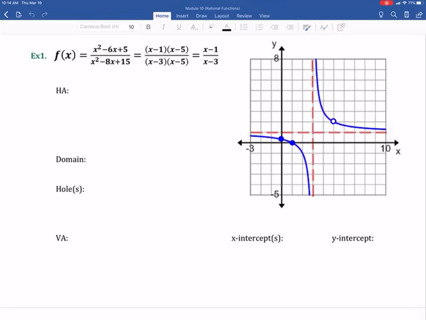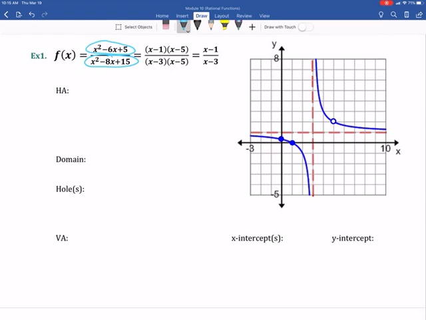All right, let's take a look at rational functions. So rational functions, you can see here with f of x in this first example, right? You've got the division here of two polynomial functions. We've got a quadratic polynomial right here in the numerator, right? And we have another quadratic polynomial in the denominator.